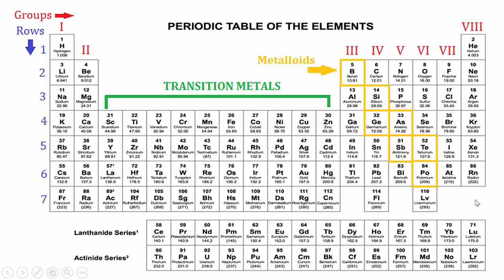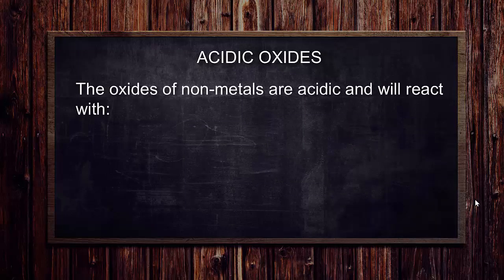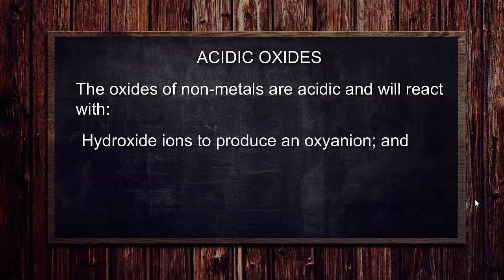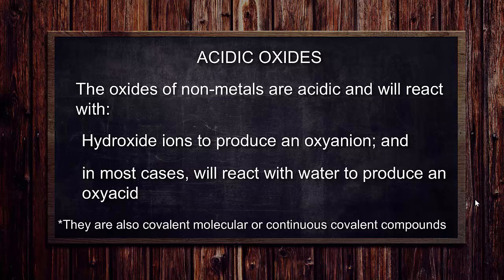Now this is important because what type of element it is will determine what type of oxide it forms. For example, acidic oxides are normally formed from non-metals, and when they react with different types of substances, they'll react in different ways. For example, if they react with hydroxide ions, they're going to produce what's called an oxyanion, and if they react with water, they're going to produce what's called an oxyacid. Now, acidic oxides themselves tend to be covalent compounds, whether it's covalent molecular or covalent continuous.